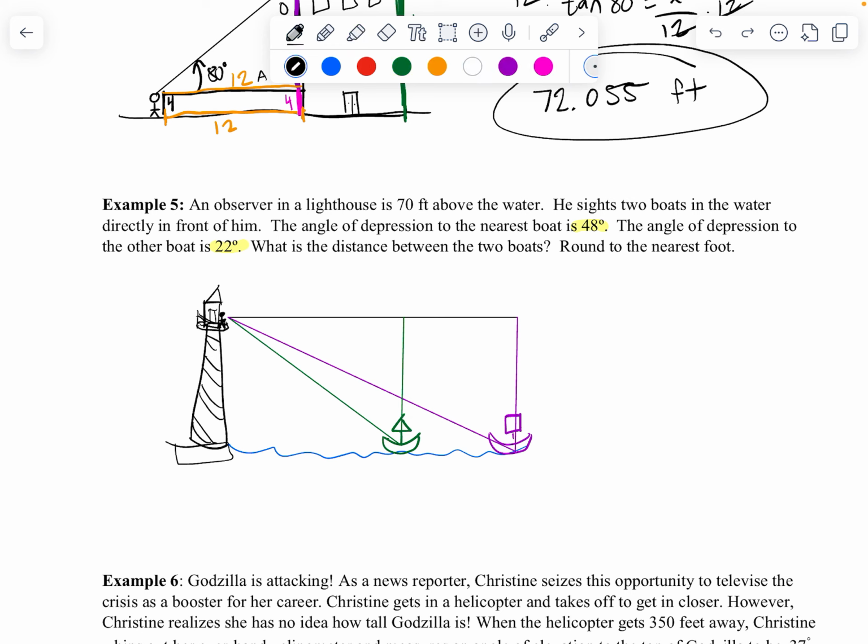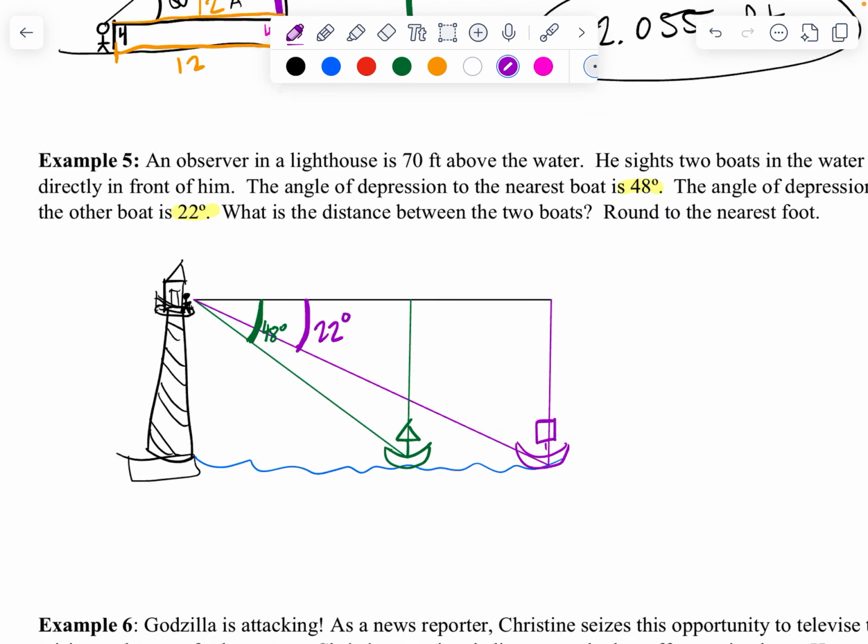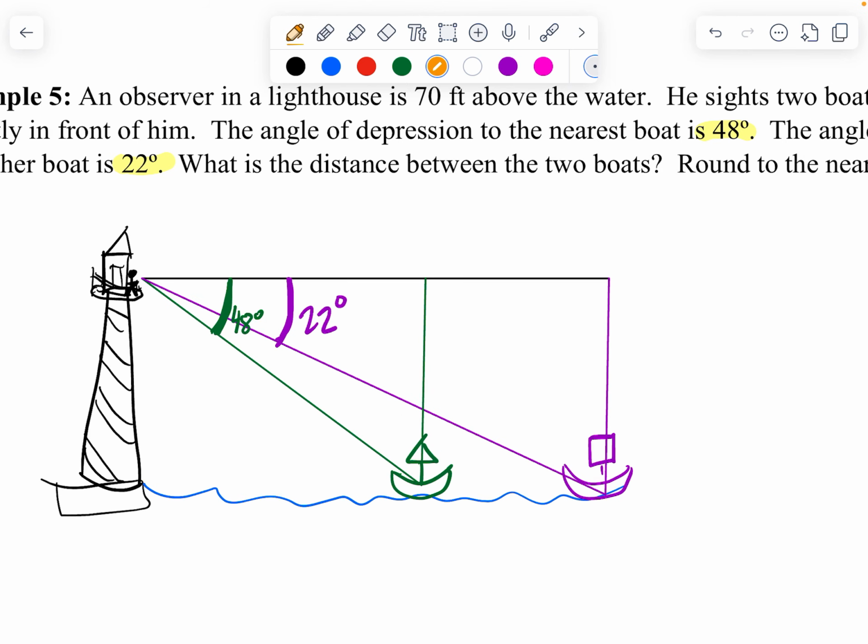Okay, so first off, angle of depression to the nearest boat, right? That entire angle there is 48 degrees. The angle of depression to the other boat, the further one, is 22 degrees. So just make sure you know which one is which. And my end goal, I'm not done until I find the distance between those boats. Okay? Now we know one last piece of information. I didn't write it down here, but we know that this lighthouse is 70 feet tall, which implies that that's 70 and this is also 70, right? We know those 2 distances.